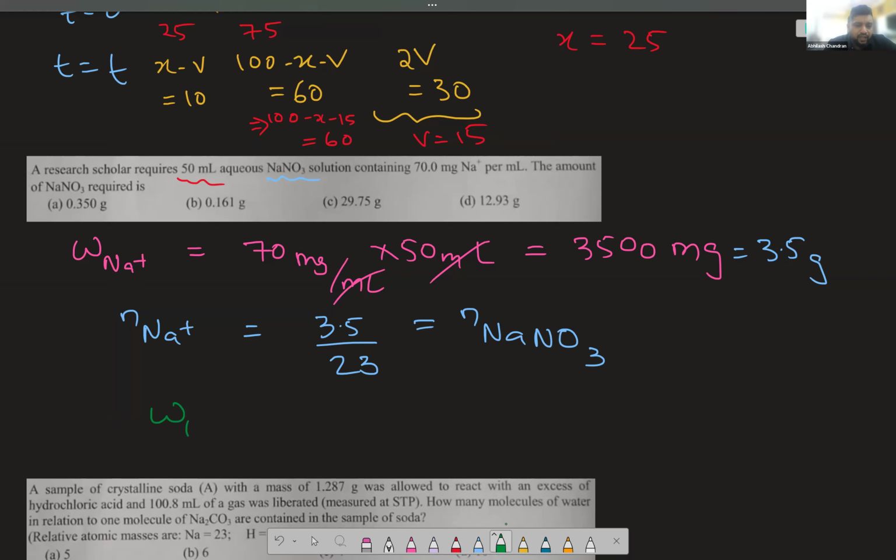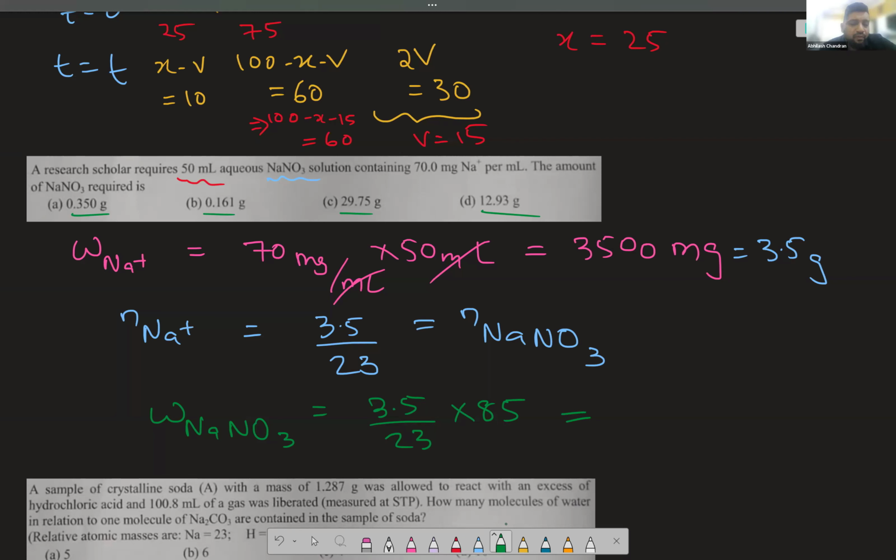So the weight of NaNO3 will be number of moles into molar weight. So that will be equal to 3.5 divided by 23 into 23 plus 14 plus 48. 62 plus 23 is 85, right? So obviously, I'm looking at the answers here. They are drastically different from each other, right? So I am going to do approximation. Obviously, I don't want to do the exact calculation.